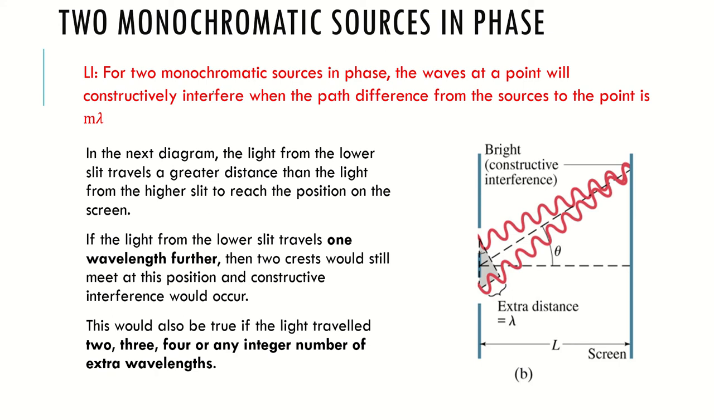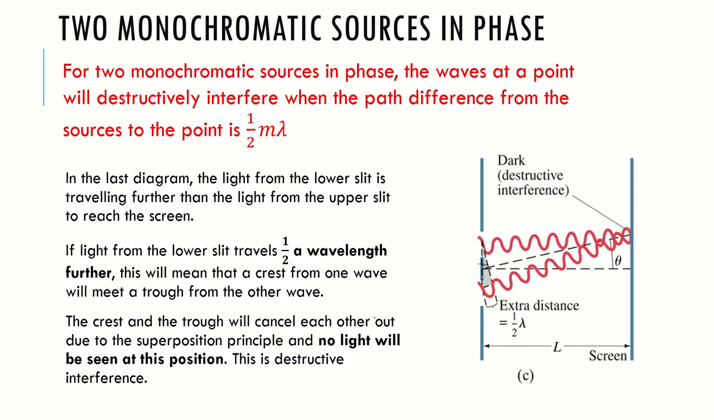So to summarize, if you have two monochromatic sources of light, so single frequency and hence single wavelength, then the waves at a point will constructively interfere when the path difference from the two sources is an integer number of wavelengths. So m, where m is an integer, so 1, 2, 3, 4, etc. That's going to result in constructive interference.